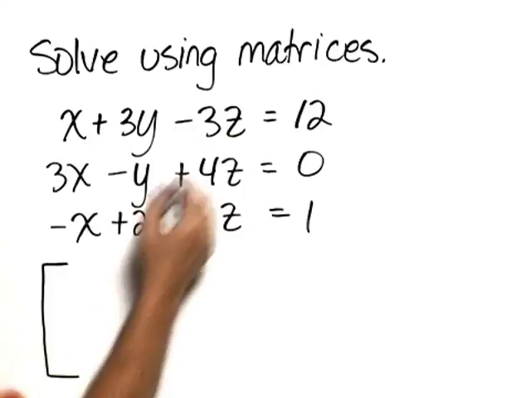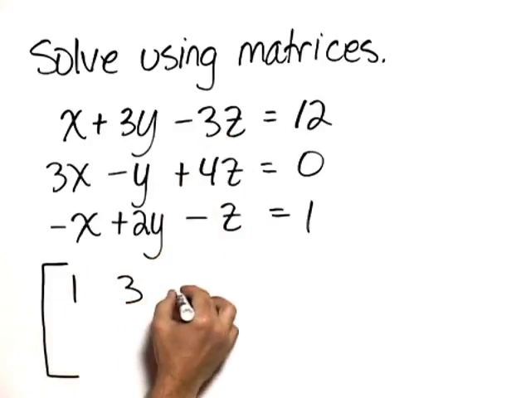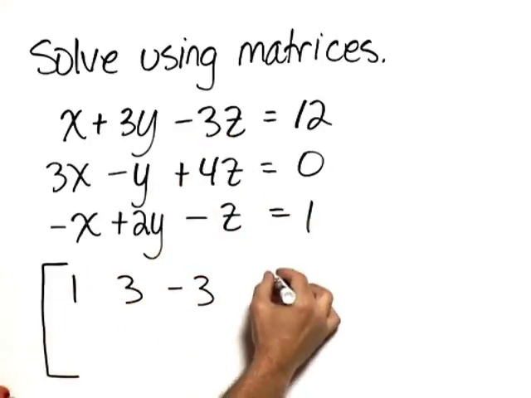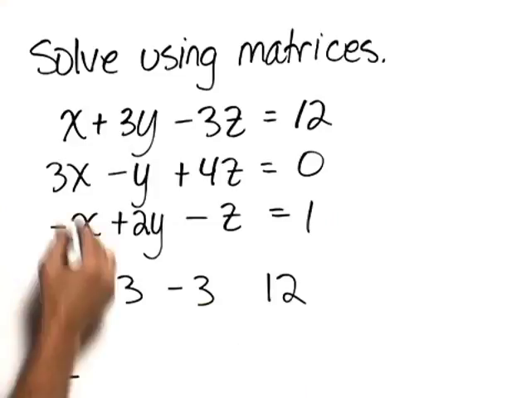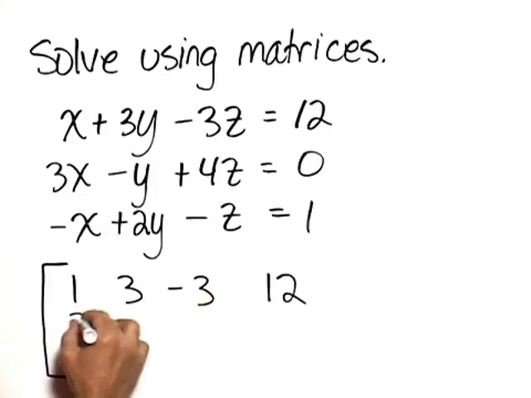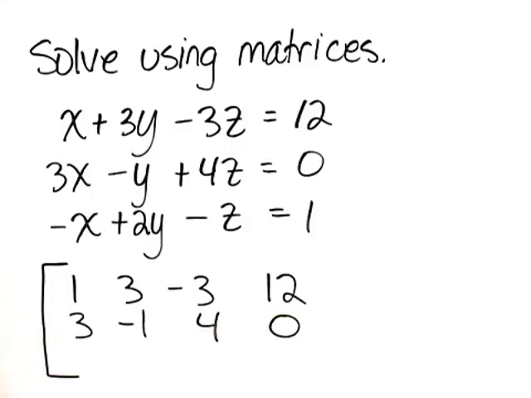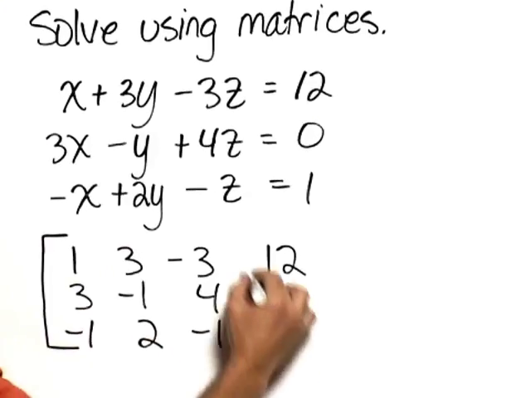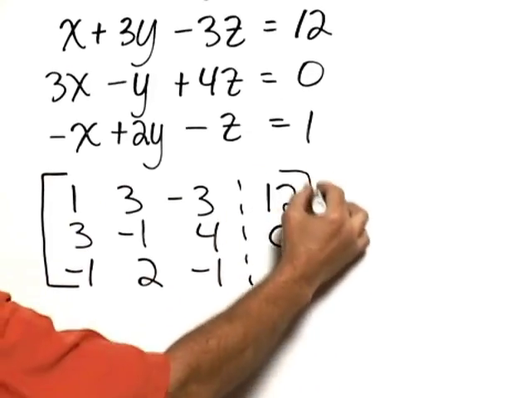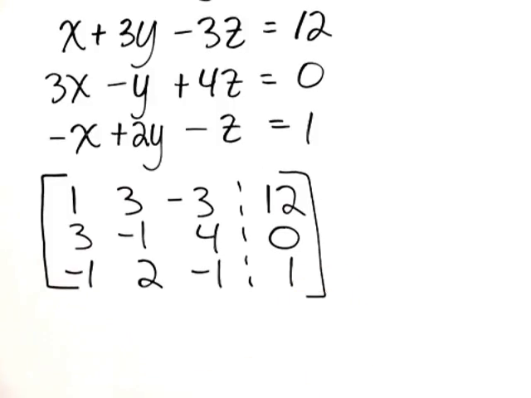We take the coefficients 1, 3, negative 3, the constant 12. Then we take the coefficients for row 2: 3, negative 1, 4, 0, and then the coefficients for row 3: negative 1, 2, negative 1, 1, with our vertical line separating the constants from the coefficients.